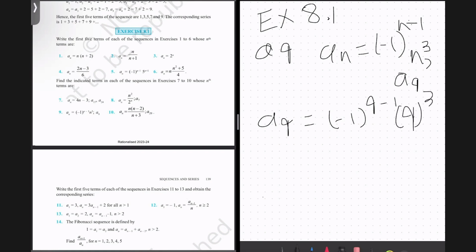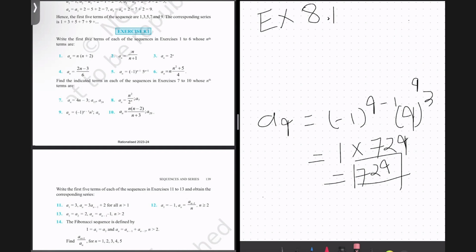Right? So 9 minus 1 is 8. Minus 1 to the power 8 is going to be 1. Even power of a negative term is always going to be positive. Keep this thing in mind. So this is going to be just 1. And 9 cube is going to be 729. So 1 into 729 is 729. So this is your 9th term of this sequence. Correct? So that was all from the 9th question.